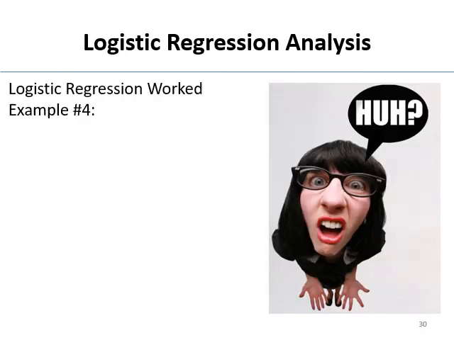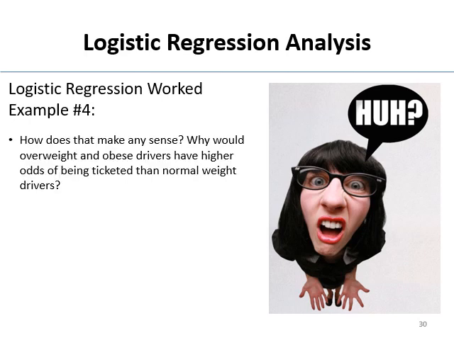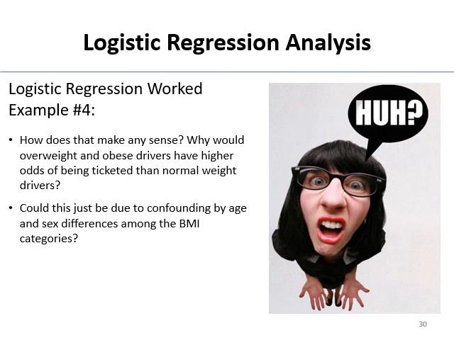Yeah, exactly. So how does that make sense? Why would being overweight or obese have higher odds of getting tickets than normal weight drivers? It really is kind of mind-bogglingly weird, right? So could this just be the usual confounding by things like age or sex? You know, maybe there's, I mean, who knows, right? Maybe males tend to get more tickets, so maybe they tend to have higher BMI or something like that. Or older people tend to have lower BMI and older people don't get tickets, something like that.